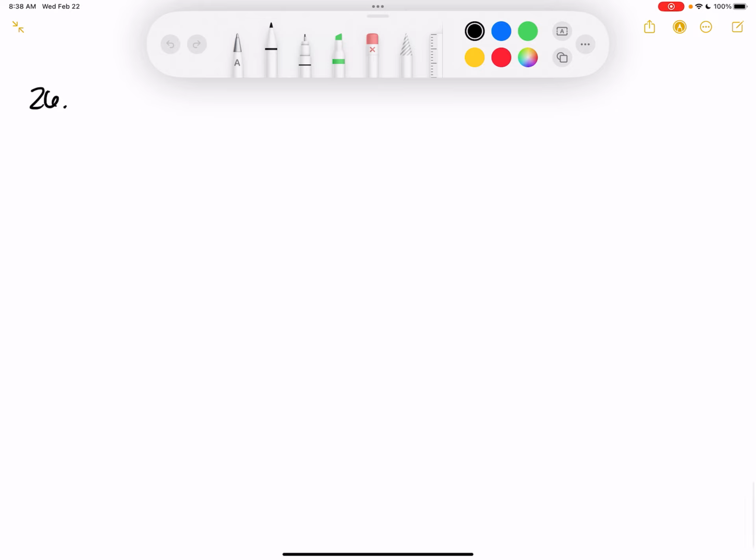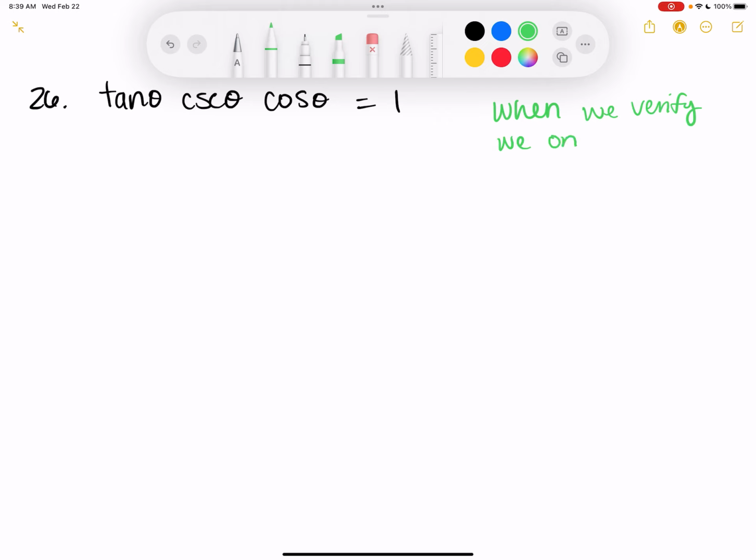Okay, tangent of theta, cosecant of theta, cosine of theta. So a lot of times what I'll do, did y'all have the other thing written down or do I need to rewrite it? I have it. Okay, so when we verify, we only change one side.